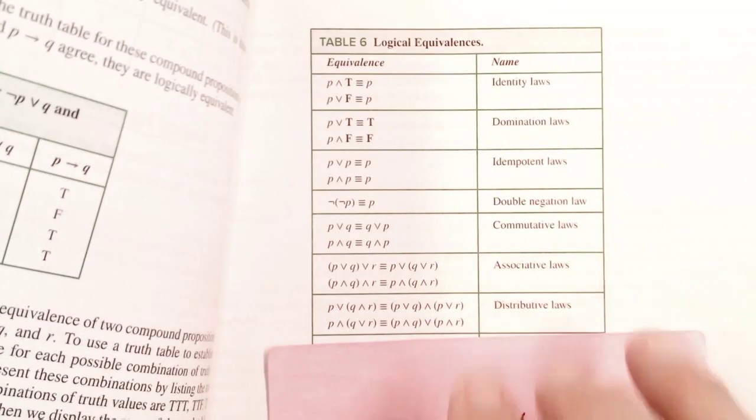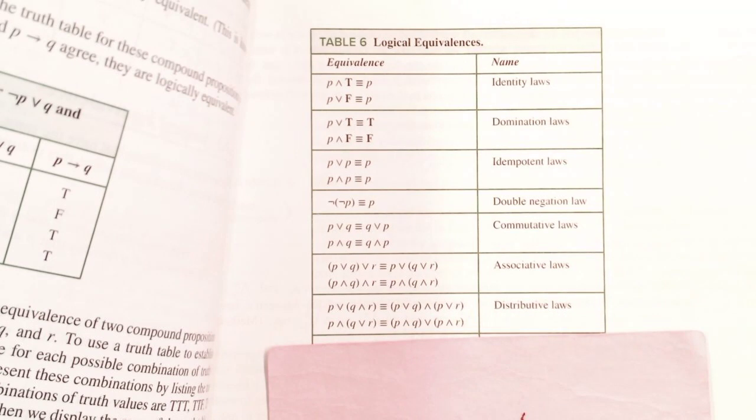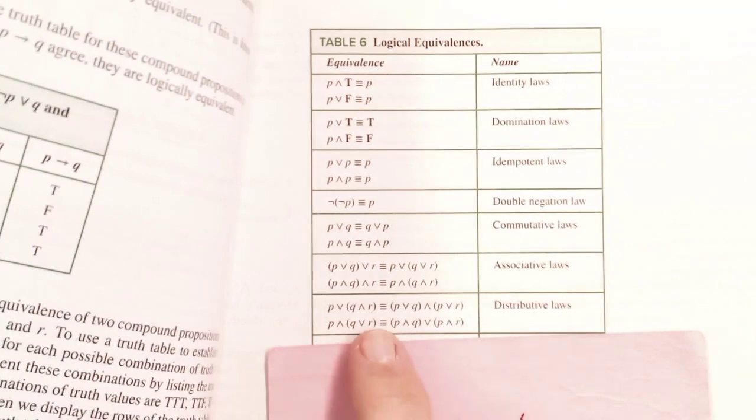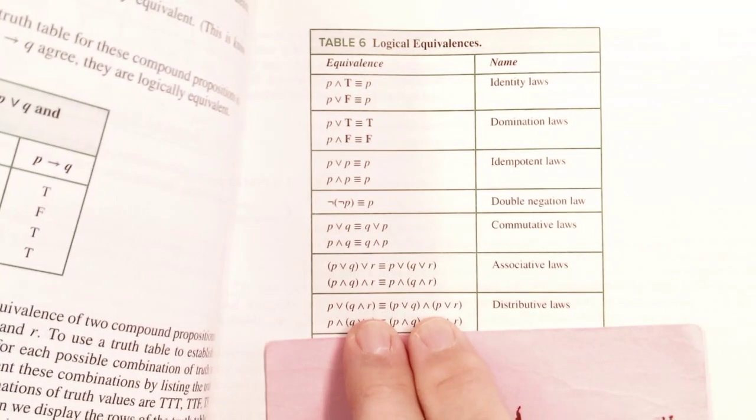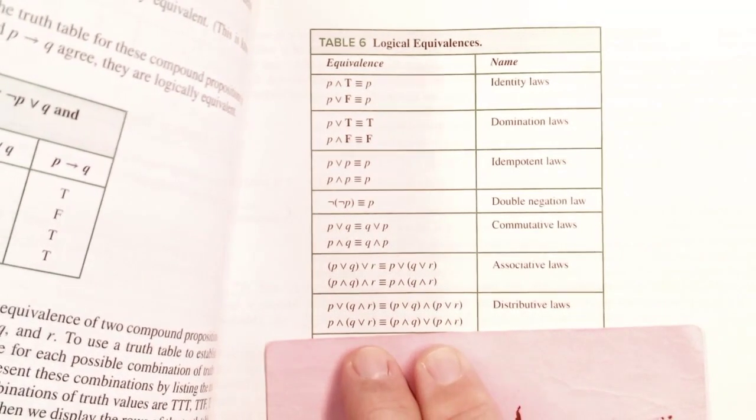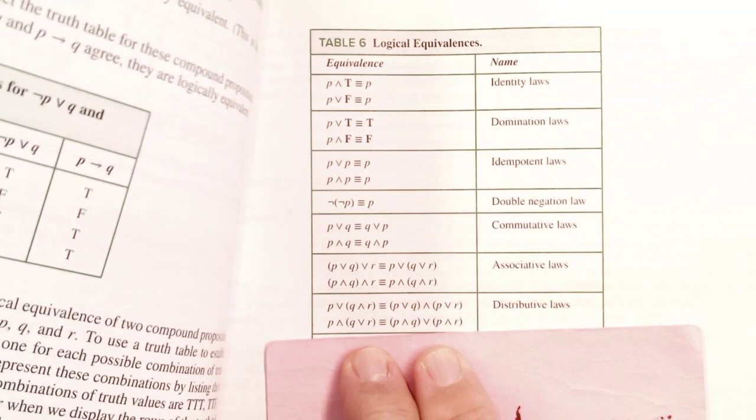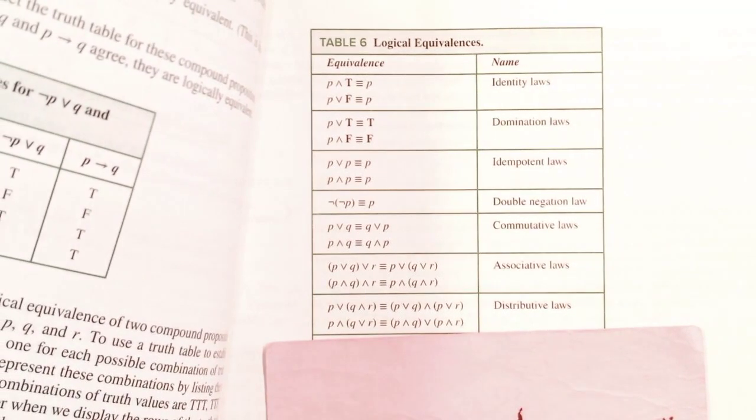Distributive rules work. If you have an OR outside an AND, you can distribute the P OR to each of the two pieces, and the AND stays in the middle. The AND in the middle here is in the middle here. Similarly, if the OR is in the middle and there's an AND on the outside, I can distribute the same way.